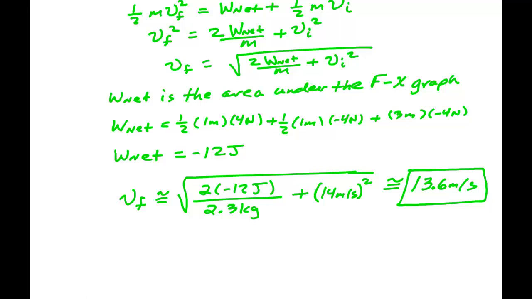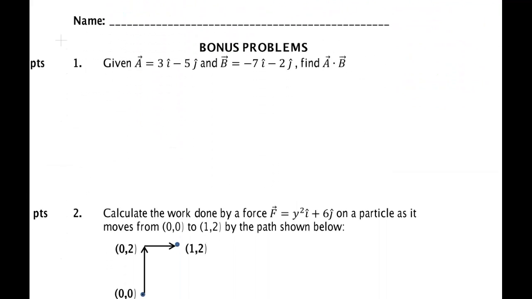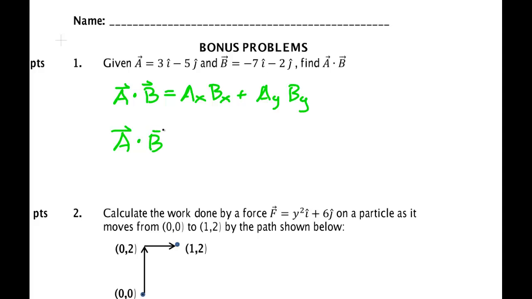Alright, moving on. That finishes all the rest of the regular problems. We're now into the bonus. The first bonus was just a demonstration that you can find a dot product, which is important for calculating work. Remember that if they're in Cartesian form, A dot B is the x component of A times the x component of B plus the y component of A times the y component of B. I did a couple of these during class.